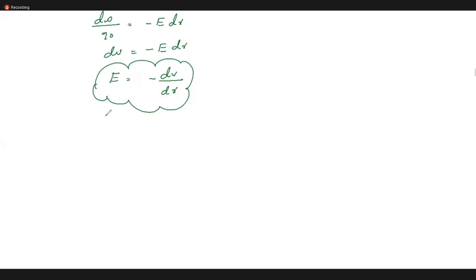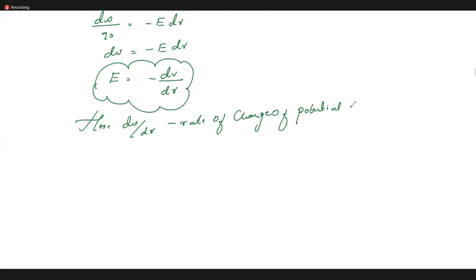Okay, so this is the electric field and this is the electrostatic potential. So here, dV by dr: what is this dV by dr? I can say it is the rate of change of potential with what? What is this r? Radius. Radius, ma'am. Very good. Distance is called a potential gradient.